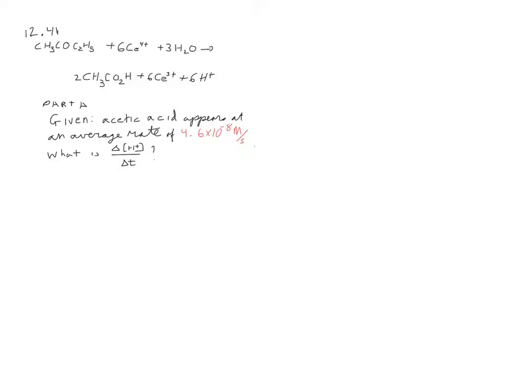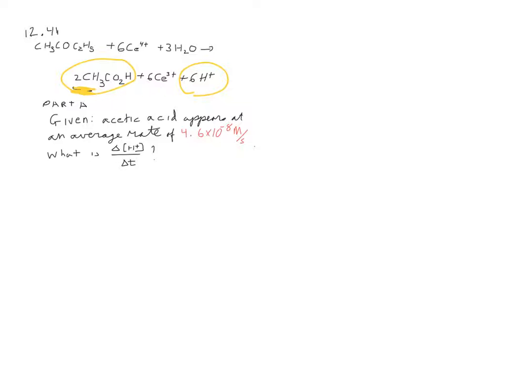So, if we go back to our equation, we see that it's a 2 to 6 ratio between our acetic acid and our hydrogen. For every 2 things of acetic acid we form 6 for hydrogen.